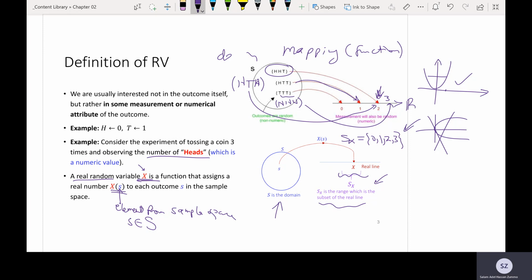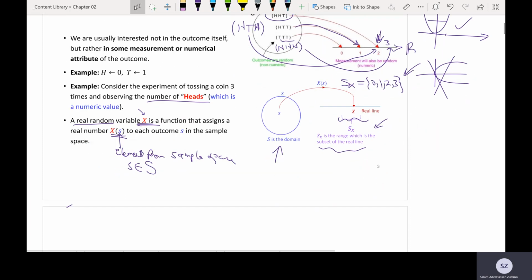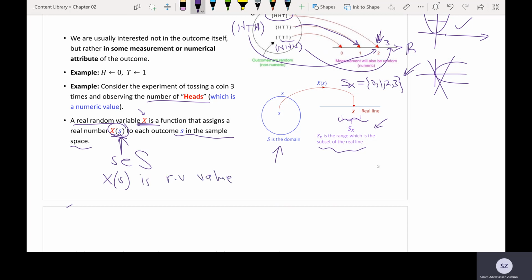Okay, and we denote the random variable as X of s. X of s here is basically, s belongs to the sample space. S belongs to the sample space, and X of s is the random variable value at s. Okay, random variable. When you see an argument like this, from now on it means a random variable.